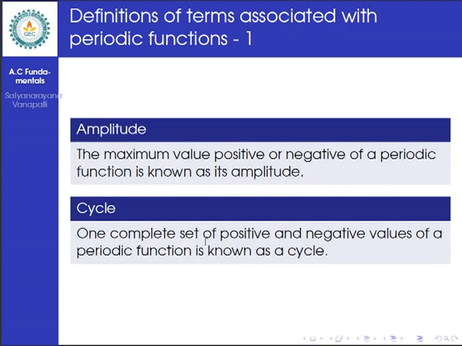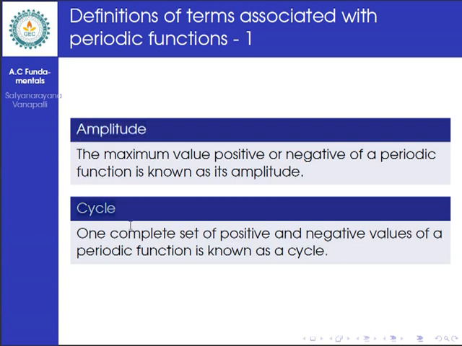Now we see what definitions are associated with these periodic functions. First we see amplitude, or peak amplitude. The maximum positive or negative value of a periodic function is known as its amplitude. Taking the same example of the sine wave, it has a positive maximum of +1 and a negative maximum of -1. So that is what we call the amplitude.